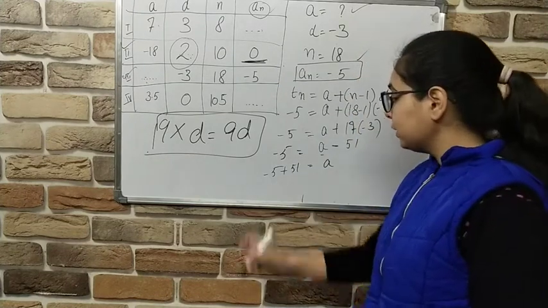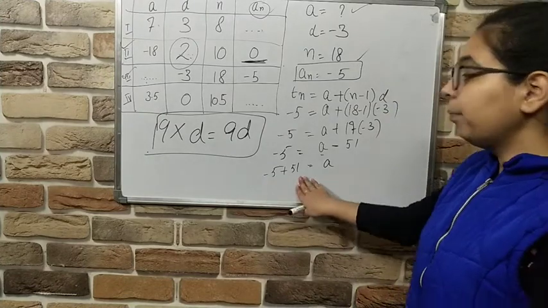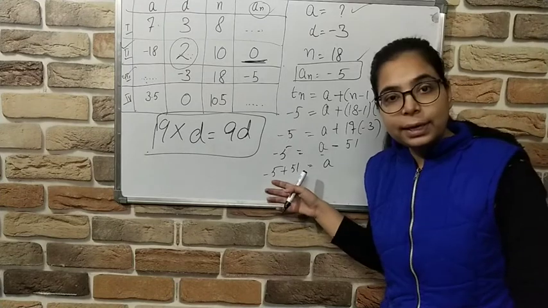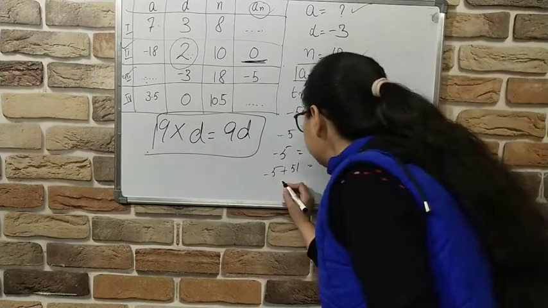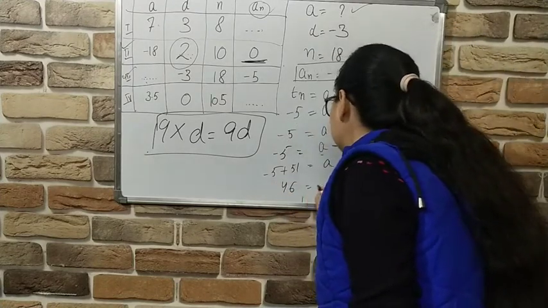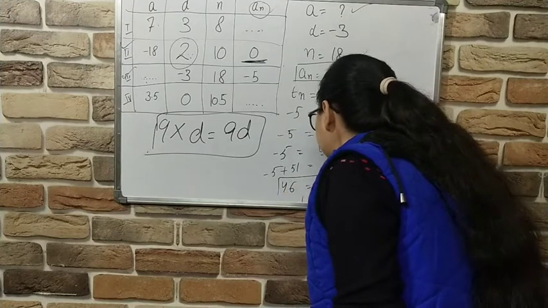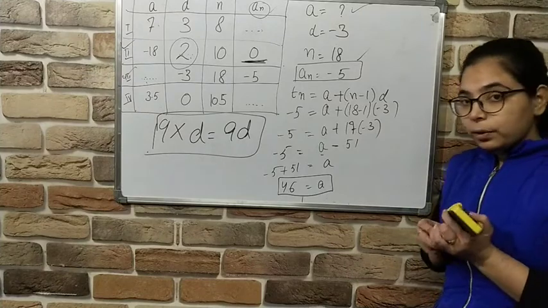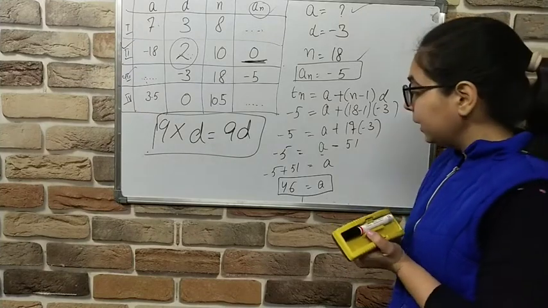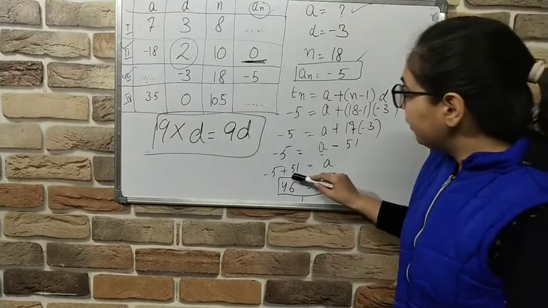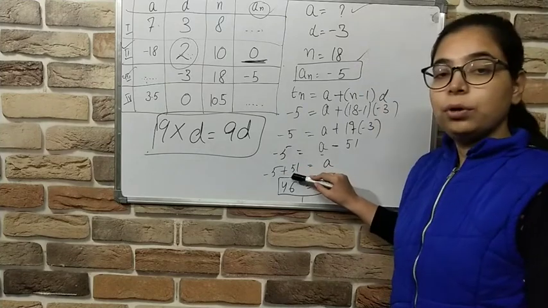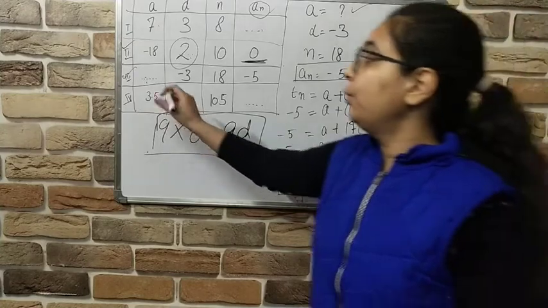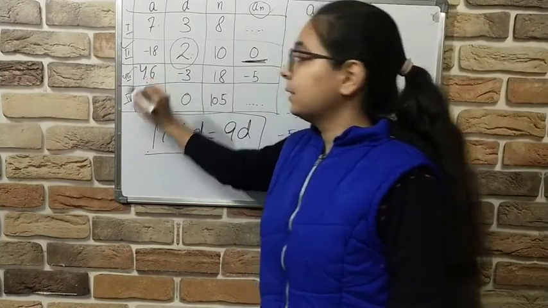Now what is the value? Minus 5 plus 51. What does it become? It becomes 46, and it comes out to be a positive value. Why? Because we have the bigger term 51, and the bigger term has the positive value. Now we have found the missing value, that is A, which is equal to 46.